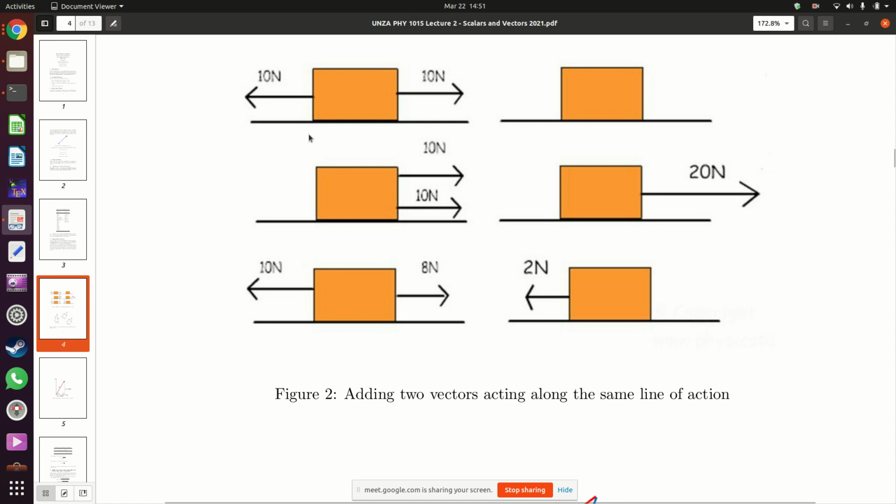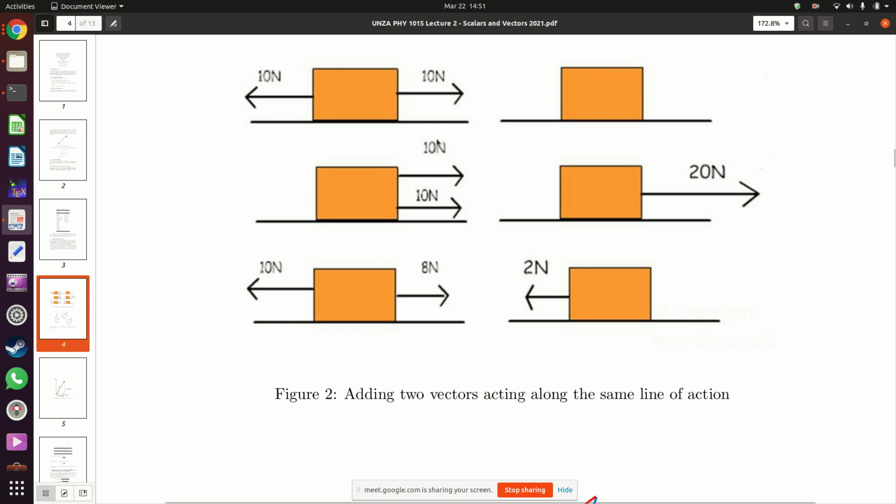When you're dealing with vectors, you need to choose which direction is going to be positive and which direction is going to be negative. So if one of these directions is positive and the other one is negative, when you add this positive force plus a negative force, you end up with a force of zero. You are adding a negative force plus a positive force, so the resultant is zero.